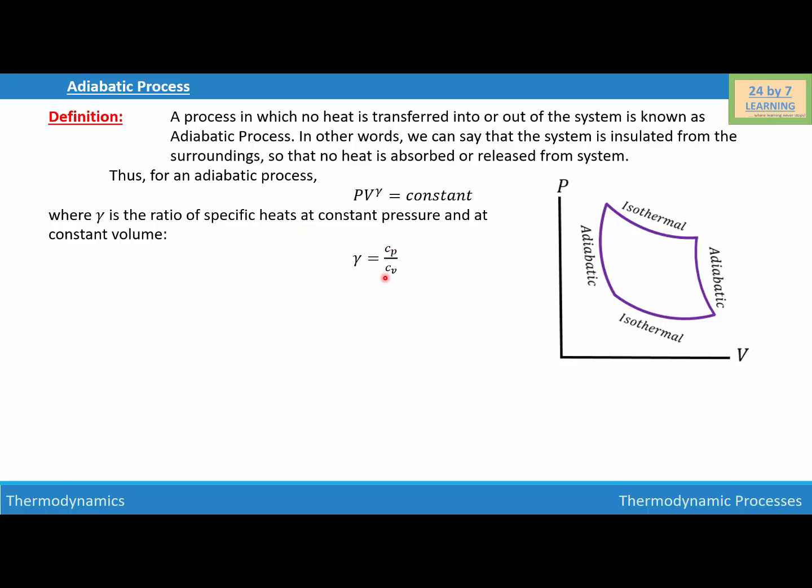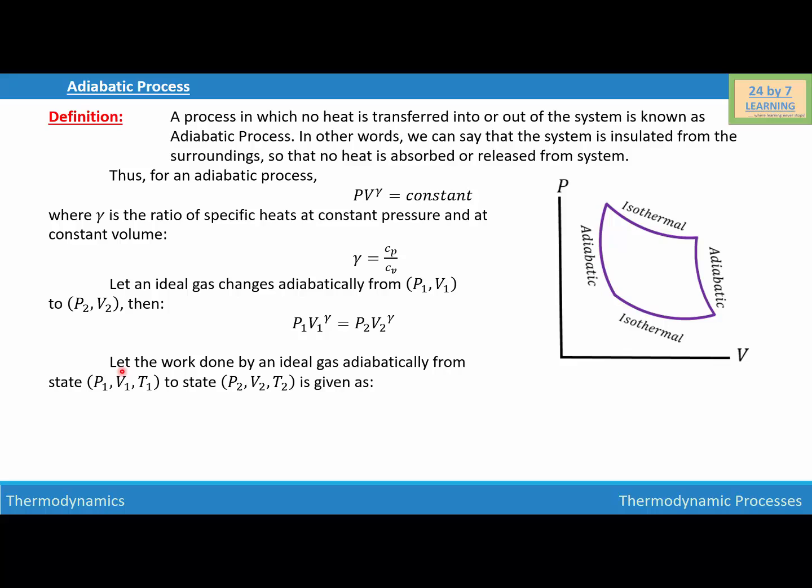Now let us consider an ideal gas adiabatically changing from P1V1 to P2V2, then P1V1 to the power gamma is equal to P2V2 to the power gamma, because the gas is changing from P1V1 to P2V2 and gamma is the ratio of Cp over Cv. So basically we can say that the reason why we are writing this term is because PV to the power gamma is constant.